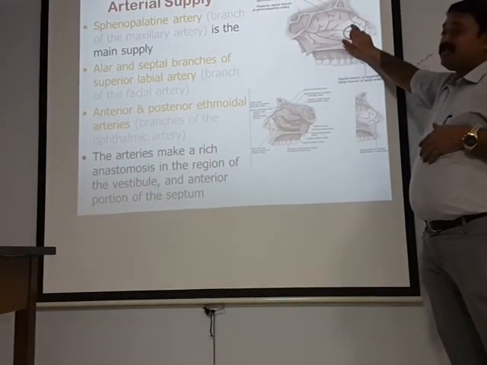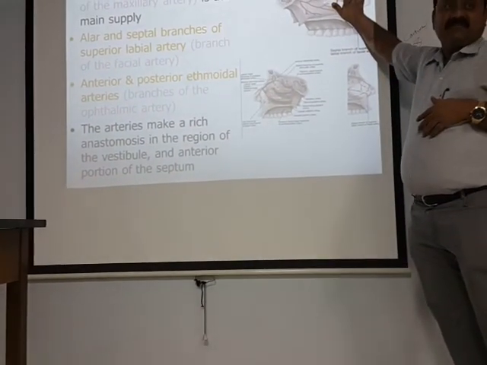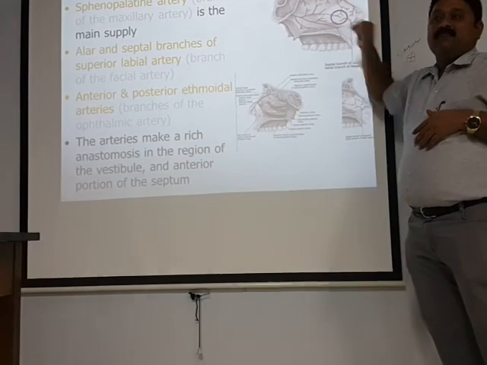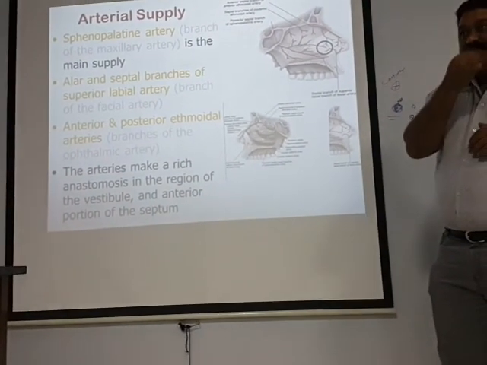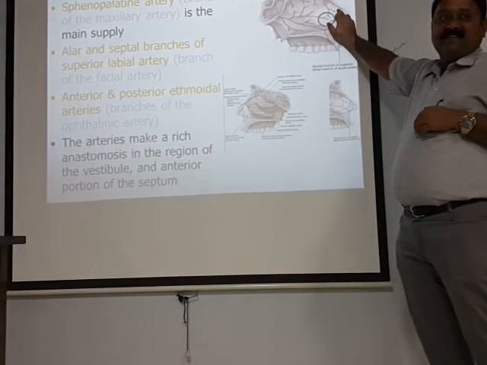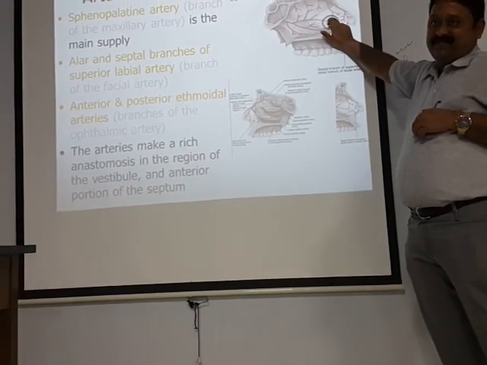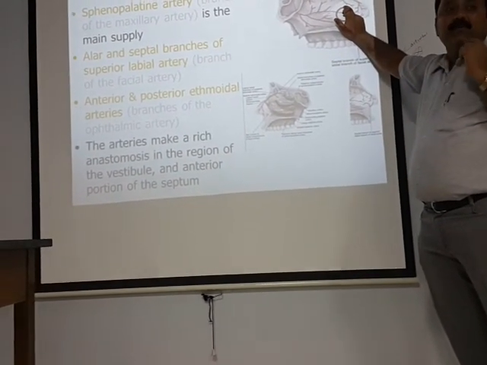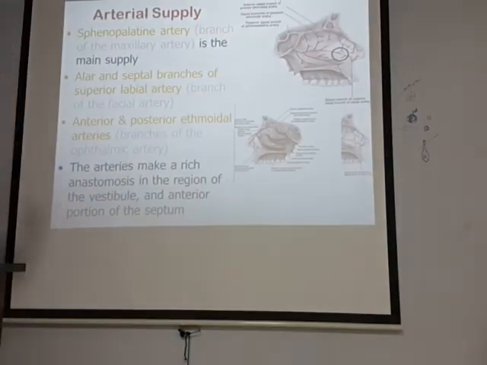Here the anastomosis of all these branches takes place, so it is highly vascular. So even in a small trauma we find epistaxis, nasal bleeding, due to rich vascularity, isn't it? So this part we call it the little area of the nose. Okay. Is it clear? Yes.